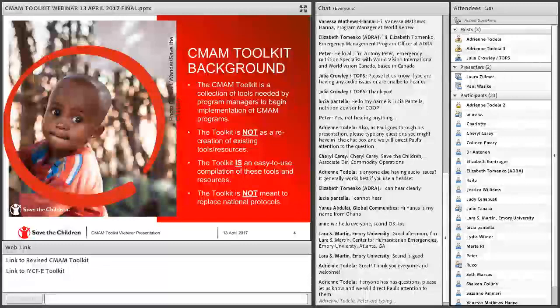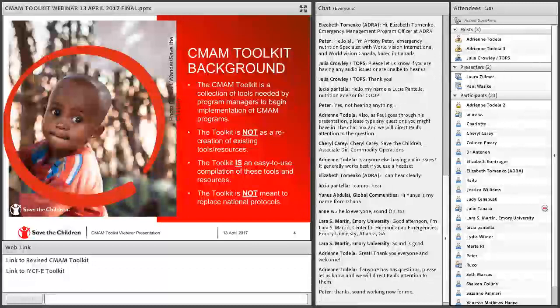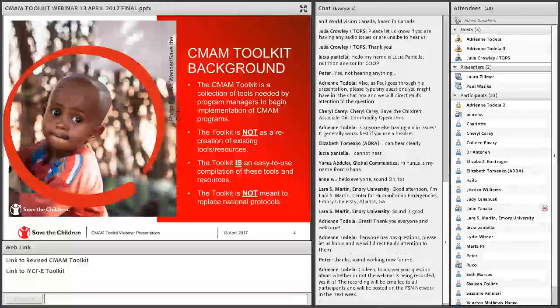So we have some copyright issues around having it posted officially. But then at some point, as you see down there, the link that is the first link to revised CMAM Toolkit takes you straight to the Google Drive that has the revised tools with a good number of tools that existed in the previous toolkit. So if you search CMAM Toolkit, you are most likely going to find the previous toolkit.